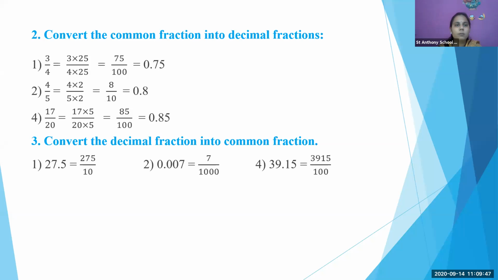Now the next problem is to convert the common fraction into a decimal fraction. If we have to convert a common fraction into a decimal fraction, we have to multiply the denominator by such a number so that we get the answer 10, 100 or 1000. If we want the decimal fraction from the common fraction, we should multiply this 4 by any number so that we get the answer 100, 10 or 1000.